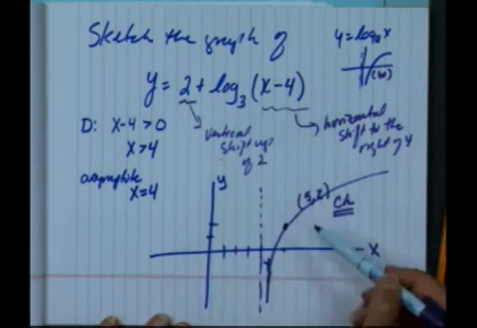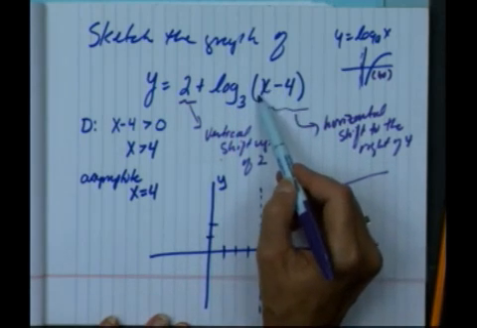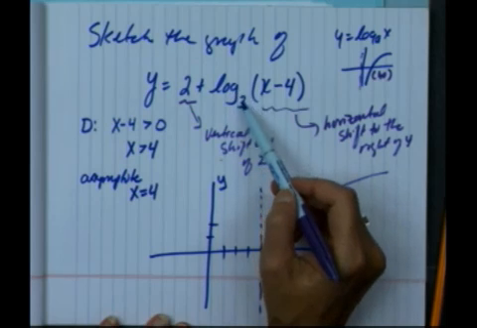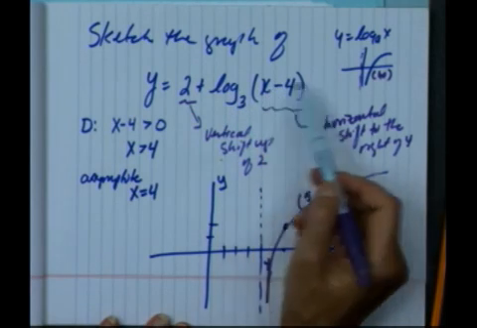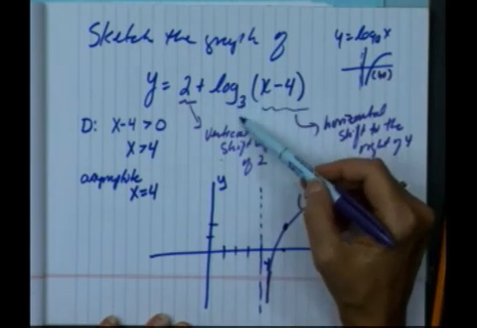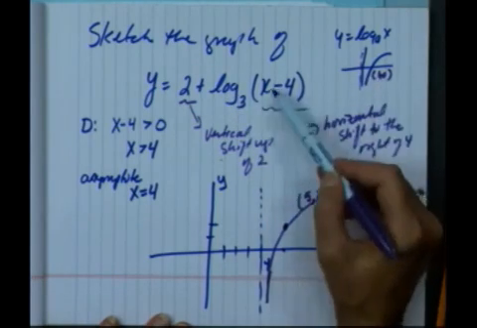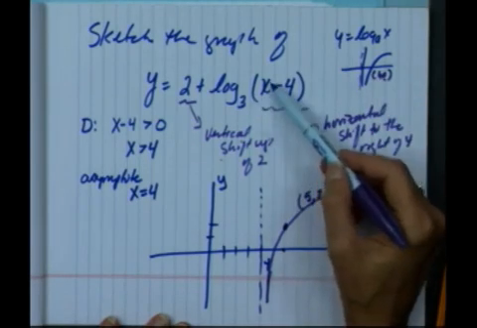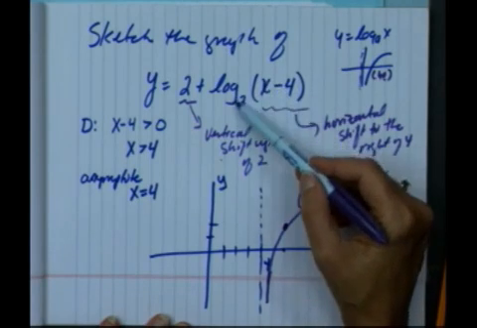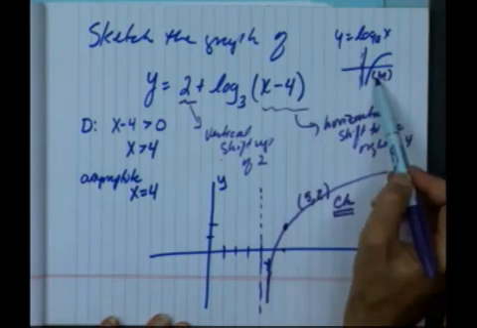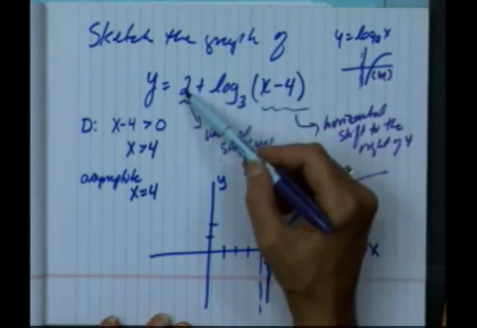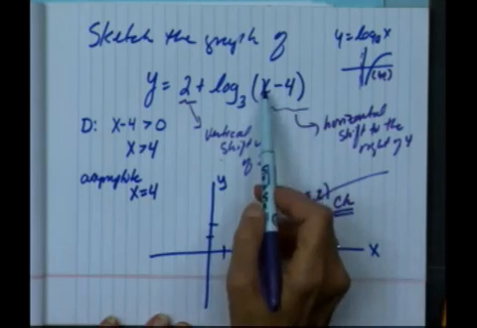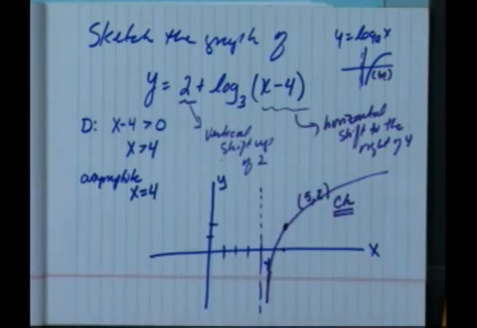Log to the base 3, if I put a 5 in for x, 5 minus 4 is 1. Log to the base 3 of 1, actually log to any base of 1 is always going to be 0. So if I put a 5 in there, that gives me log to the base 3 of 1, which is going to be a 0. 0 plus 2 is 2. So the point (5, 2) is on the curve.